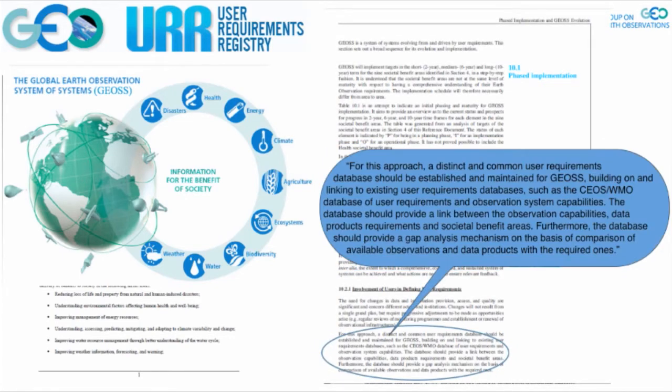For this approach, a distinct and common user requirements database should be established and maintained for GEOS, building on and linking to existing user requirement databases such as CEOS WMO, Database of User Requirements and Observation System Capabilities. The database should provide a link between the observation capabilities, data products requirements, and societal benefit areas.